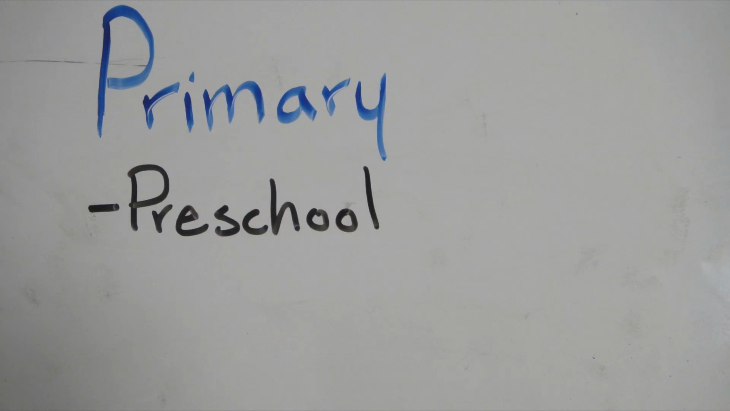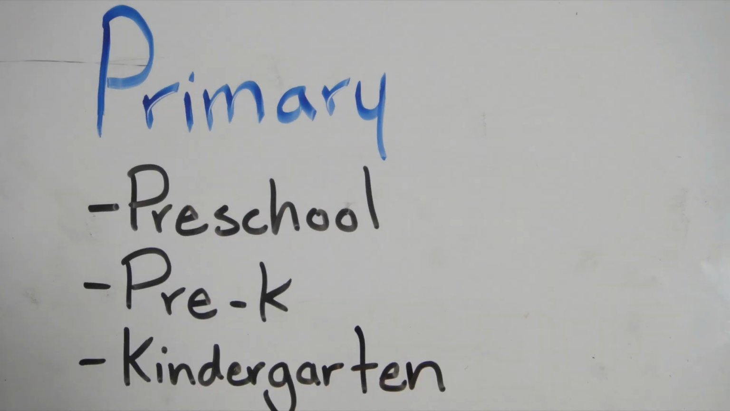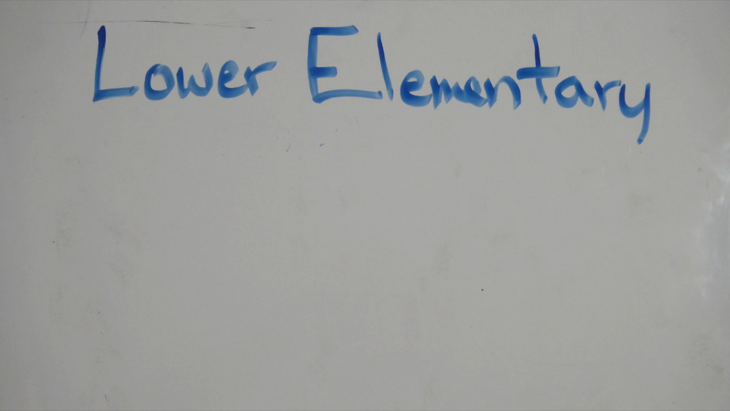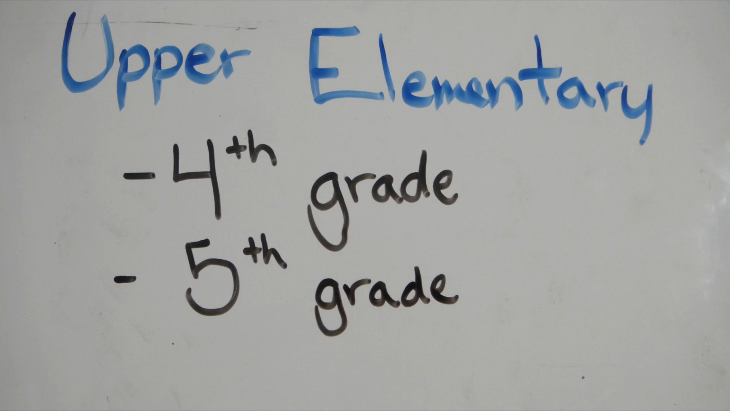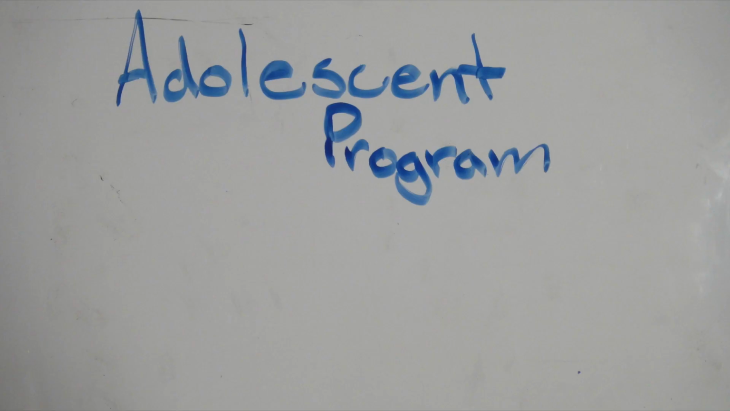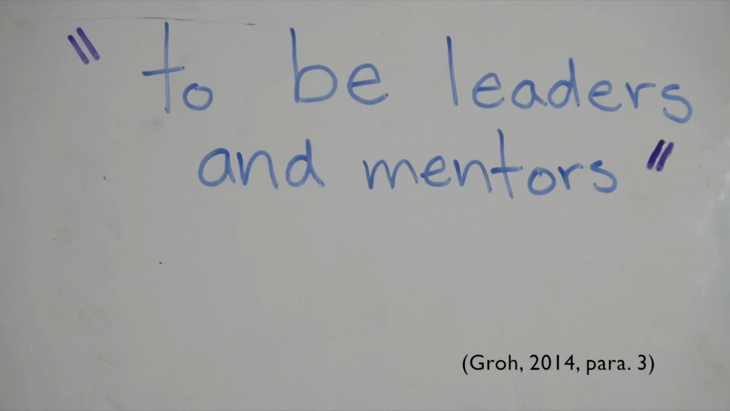Classrooms include multiple grades. Primary classrooms have preschool, pre-K, and kindergarten students. Lower elementary classrooms have 1st, 2nd, and 3rd grade students. Upper elementary classrooms have 4th, 5th, and 6th grade students, and adolescent programs have 7th and 8th grade students. Multi-grade classrooms allow for a unique learning environment. In explaining the advantages of Montessori education on his school's blog, Jeff Gross states that multi-grade classrooms allow older students to be leaders and mentors and allows younger students to learn from working with older classmates.